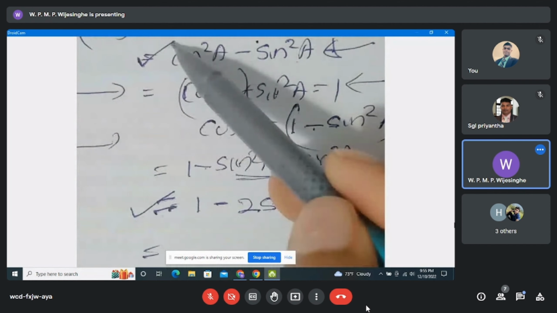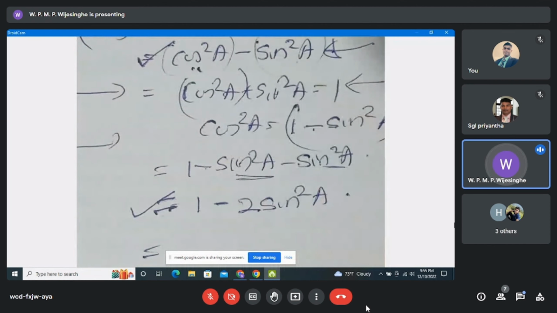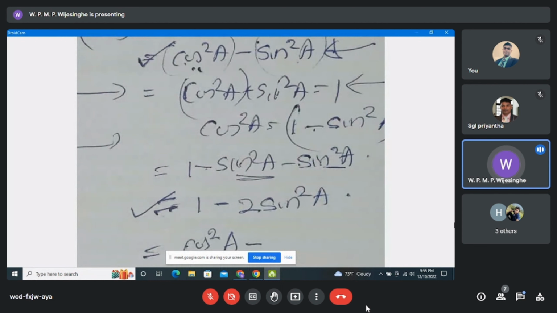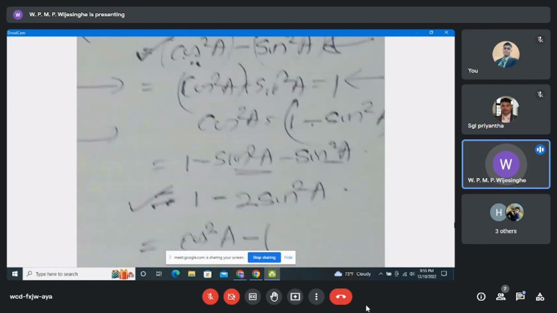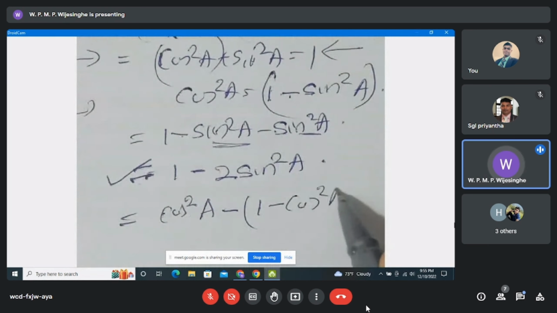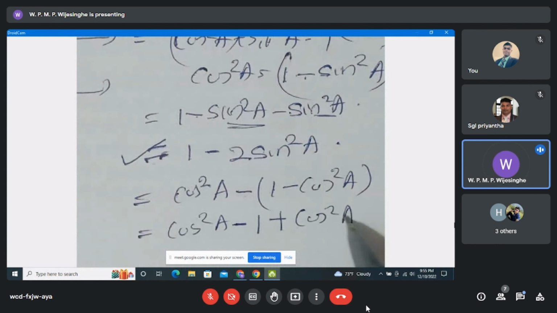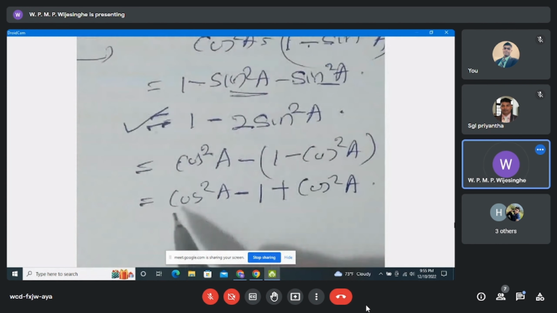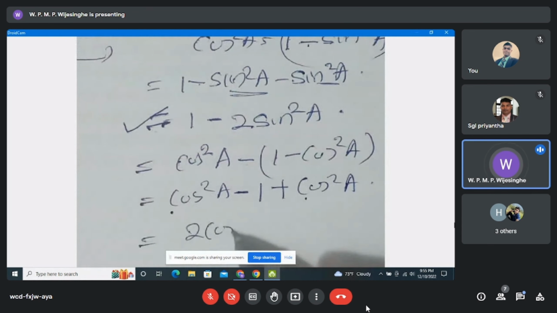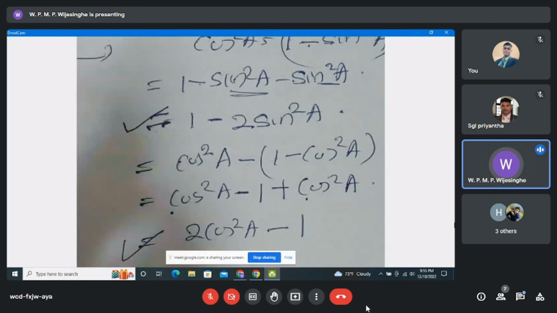Then I can write this by using only the cos angle. Here cos square stays, and minus sin square I can write as 1 minus cos square A. Then remove the bracket. Minus times minus is plus cos square A. Here plus plus, it is 2 cos square A minus 1. Right? This is the third.